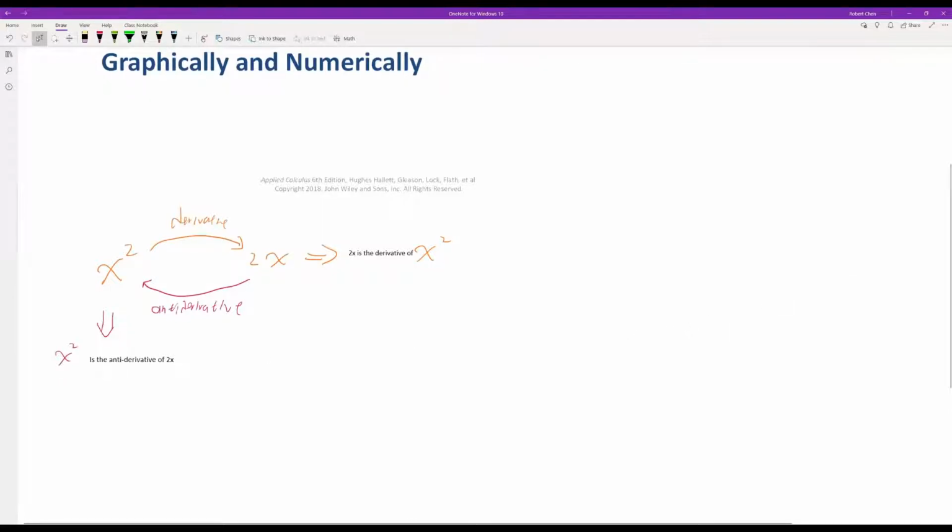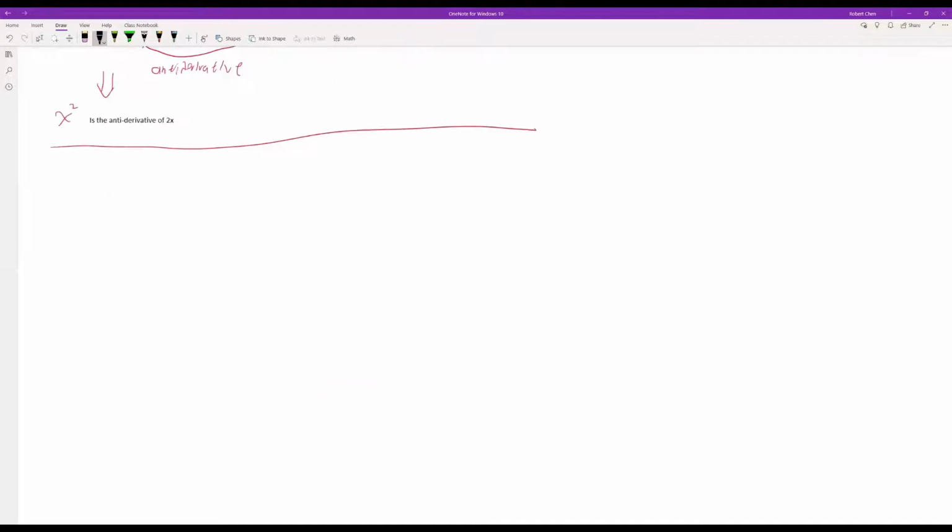So if we call this f of x, then this will be f prime of x, right? So here we can say that f prime is the derivative of f, and f is the antiderivative of f prime. Now, another way to say this is, I'm going to introduce a new function. Let's introduce some new notation.